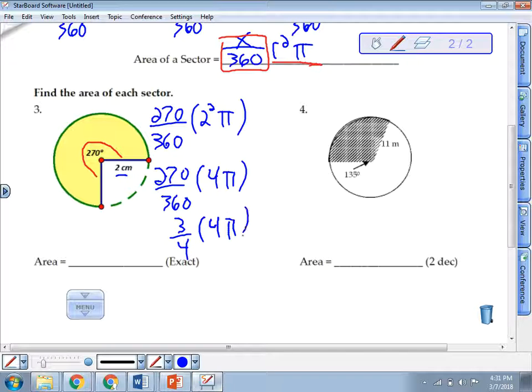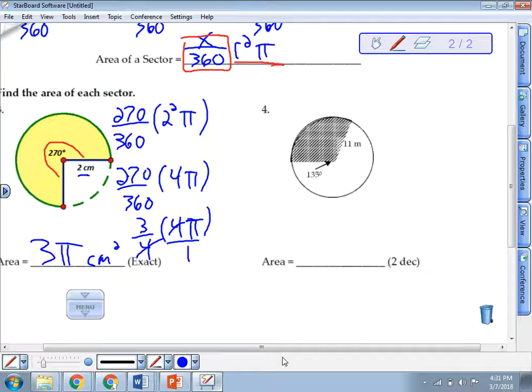Type that in your calculator, or if you understand fractions, that's really 4 pi over 1. The 4's will cancel out, and our final answer then is going to be 3 pi. Or as a decimal, you can type that in to find the decimal, but they wanted exactly. Again, that'd be centimeters squared.